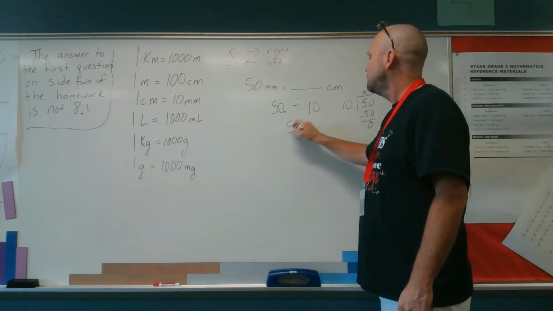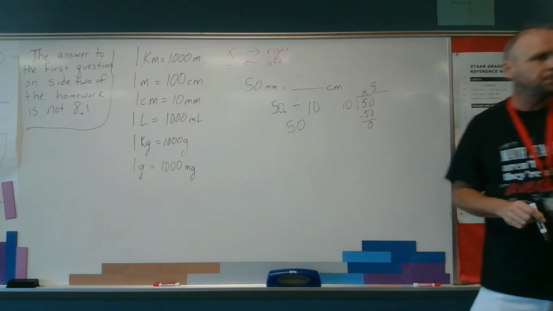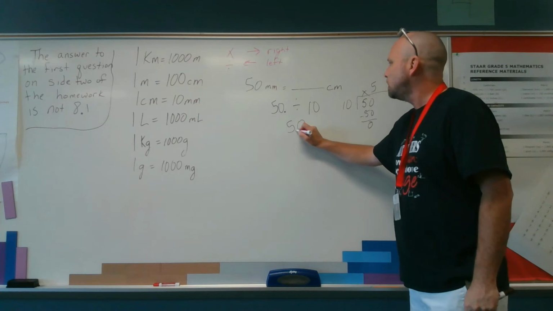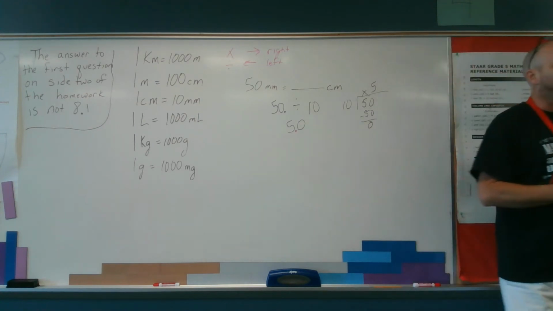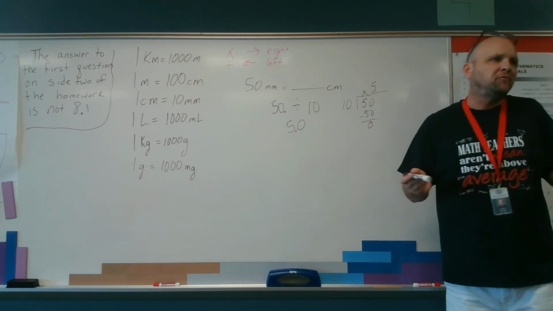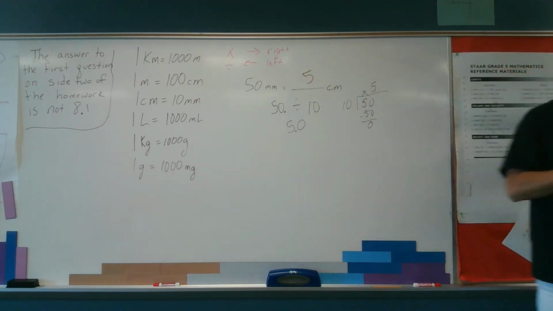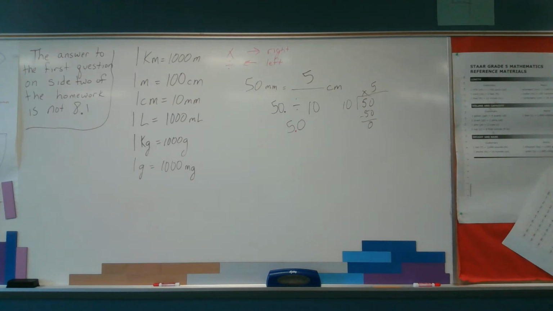So if I have my number 50, my decimal point is here, so it needs to move over 1 place. I don't have to put 5.0, I can just put 5. So 50 millimeters equals 5 centimeters.